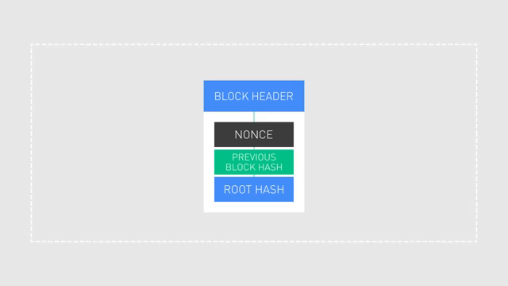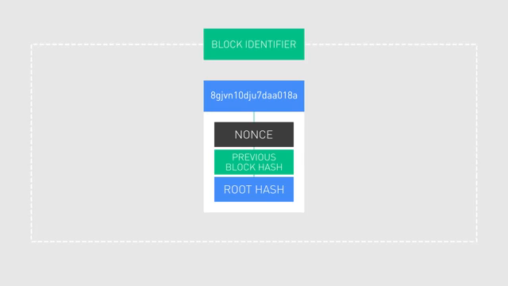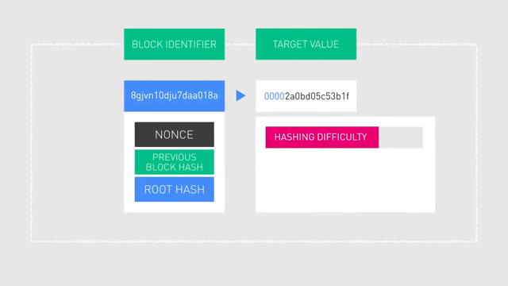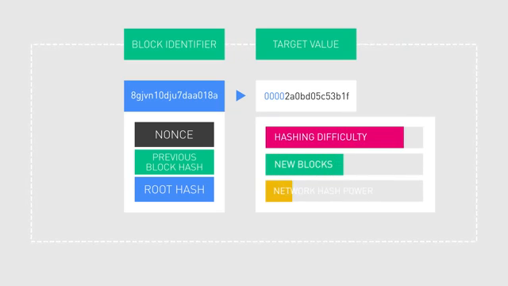The block's header is then hashed, producing an output that will serve as the block's identifier. The block's identifier must be less than a certain target value that is set by the protocol. In other words, the block header hash must start with a certain number of zeros. This target value, also known as the hashing difficulty, scales, ensuring that the rate at which new blocks are created remains proportionate to the amount of hashing power in the network.